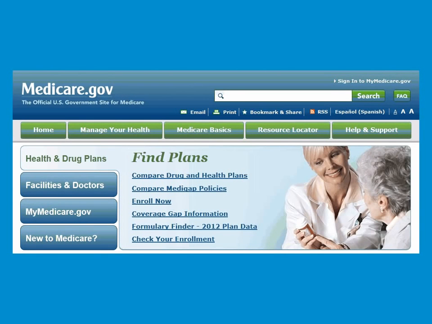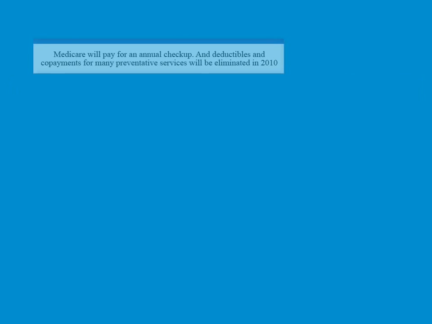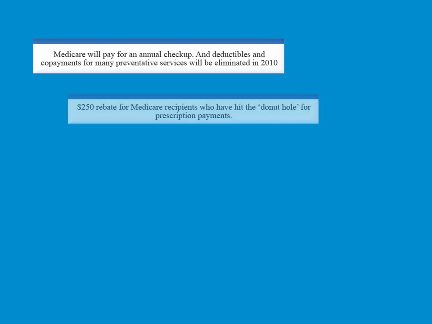As important as reining in costs and expanding coverage, increase in quality of benefits is equally important in the Affordable Care Act. Beginning with Medicare, Americans now have more benefits available. Medicare will pay for an annual checkup, and deductibles and co-payments for many preventative services were eliminated in 2010. A $250 rebate for Medicare recipients who have hit the donut hole for prescription payments, also in 2010.